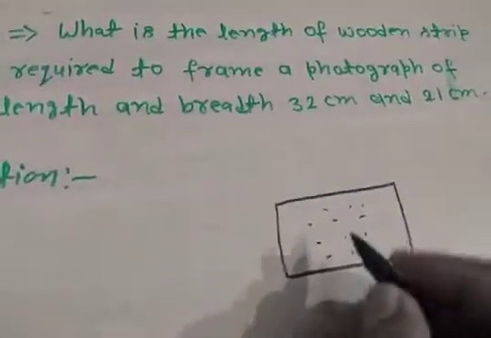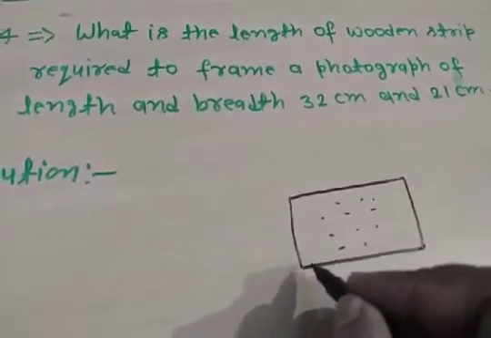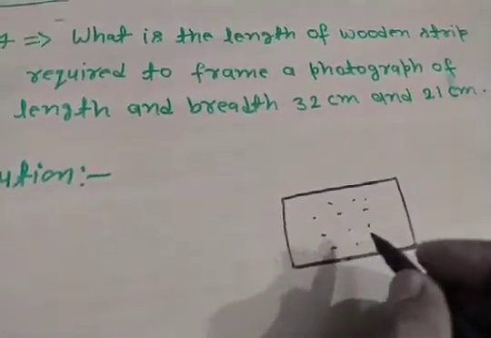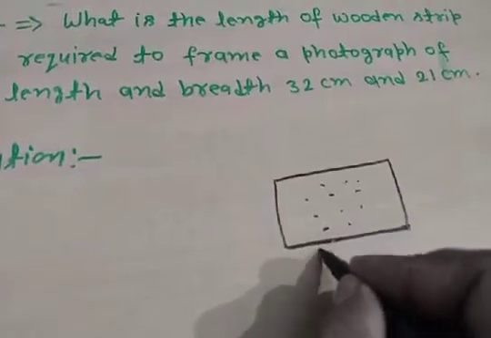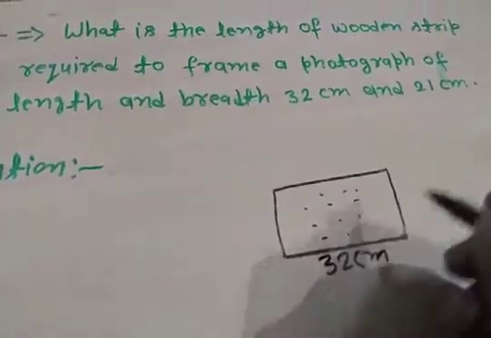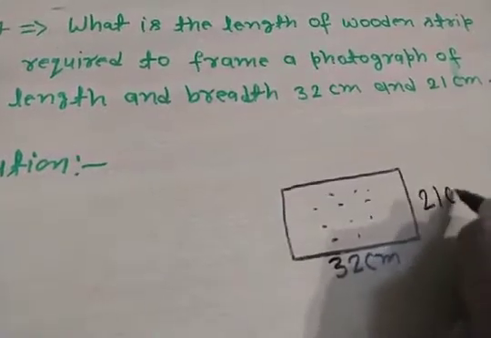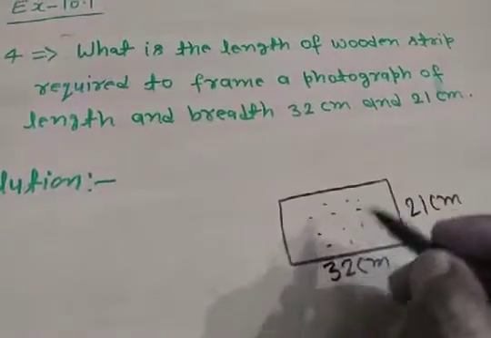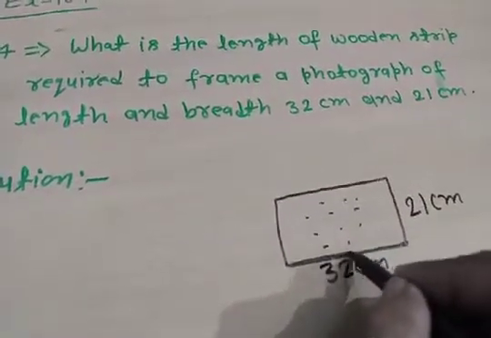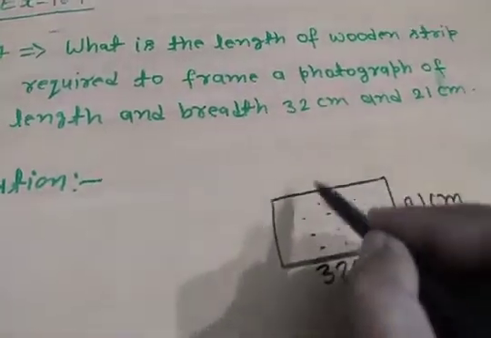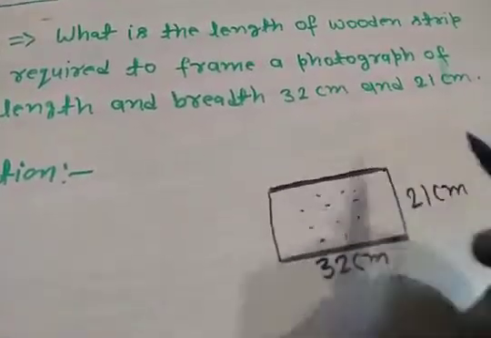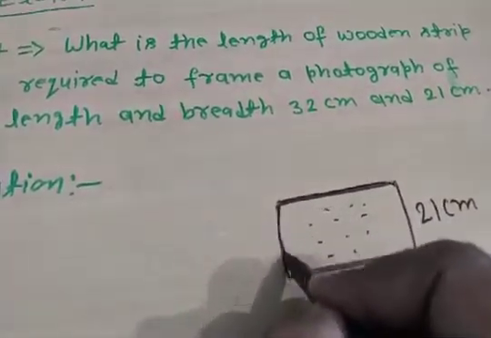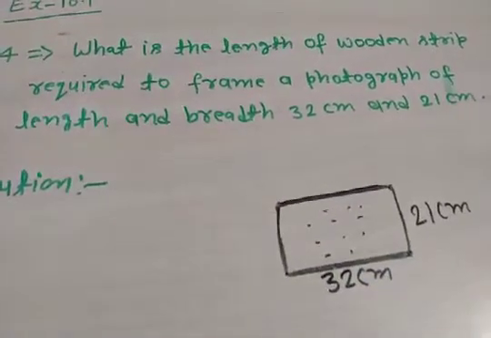So you can see this is a photograph. We need to cover this photograph around with wooden strips. Here the length is given as 32 centimeters and the breadth is 21 centimeters. You can see this is a rectangle shape. So we need wooden strip for this length, and 2 times this length, and 2 times this. So this is a rectangle shape.